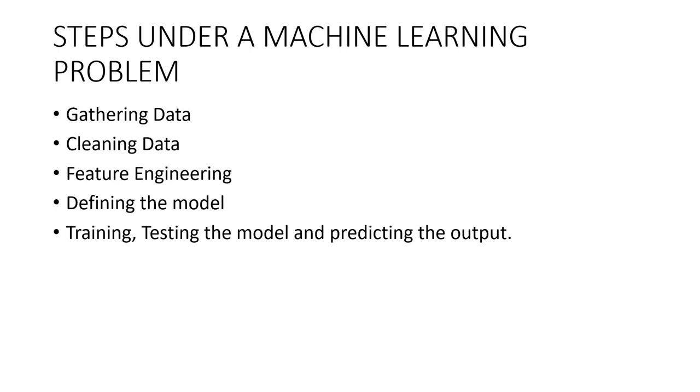follow in a machine learning problem. First is gathering data, cleaning data, feature engineering, defining the model, training, testing the model, and predicting the output. See, we are focusing on feature engineering. This is our area.